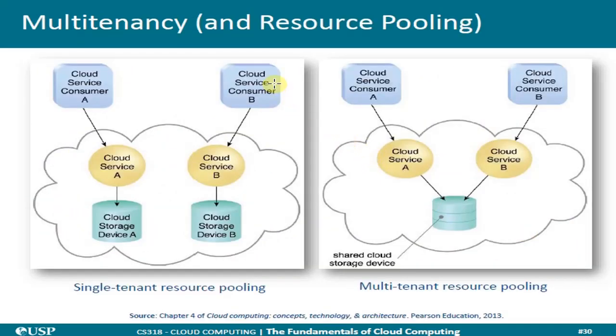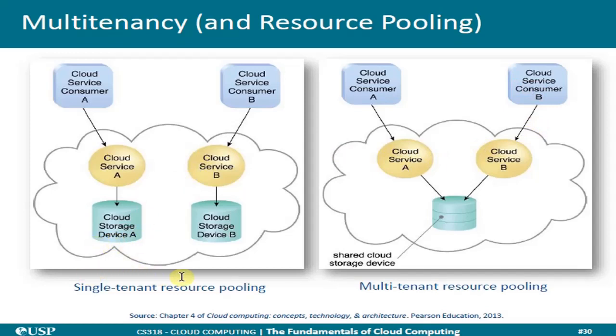And then you have multi-tenancy and resource pooling. So basically, resource pooling helps in providing multi-tenancy, right? So for example, in multi-tenancy, you have a storage cloud, a shared cloud, which is shared because many consumers can access this service, right? And you have a storage device that is providing cloud service A and cloud service B, and then you can have multiple consumers consuming the particular cloud services.